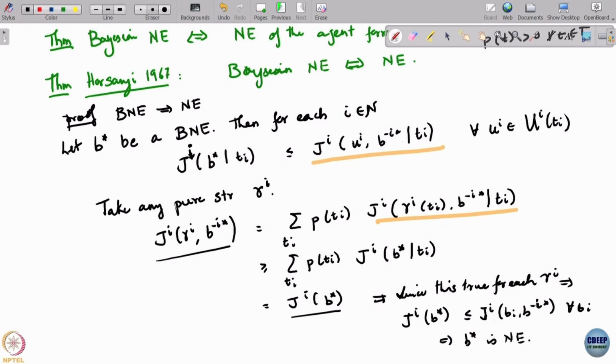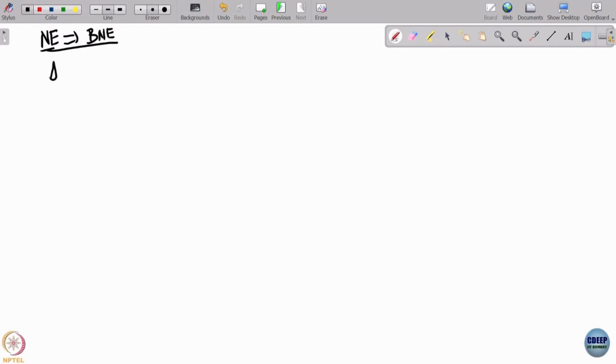Okay. So, in short, if you take a Bayesian Nash equilibrium in which players are choosing the strategies after knowing their types, then you average the whole thing out and you get a Nash equilibrium, the ex ante Nash equilibrium. Okay. So, it's the reverse that's a little bit more interesting, right. So, now what we will want to show is that every Nash equilibrium is a Bayesian Nash equilibrium. Okay. So, suppose B star is a Nash equilibrium, but not a BNE.